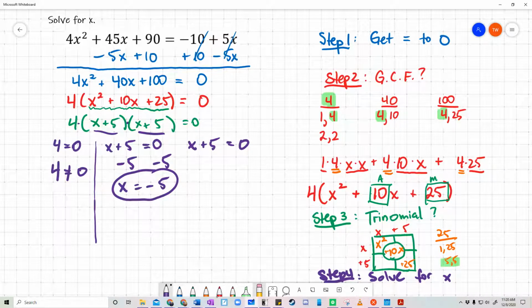And if the third factor was different, I'd have to solve that one as well. But I would still get x equals negative 5. It's a double root. You don't need to solve it twice. So this equation just resulted in one solution of x equals negative 5.